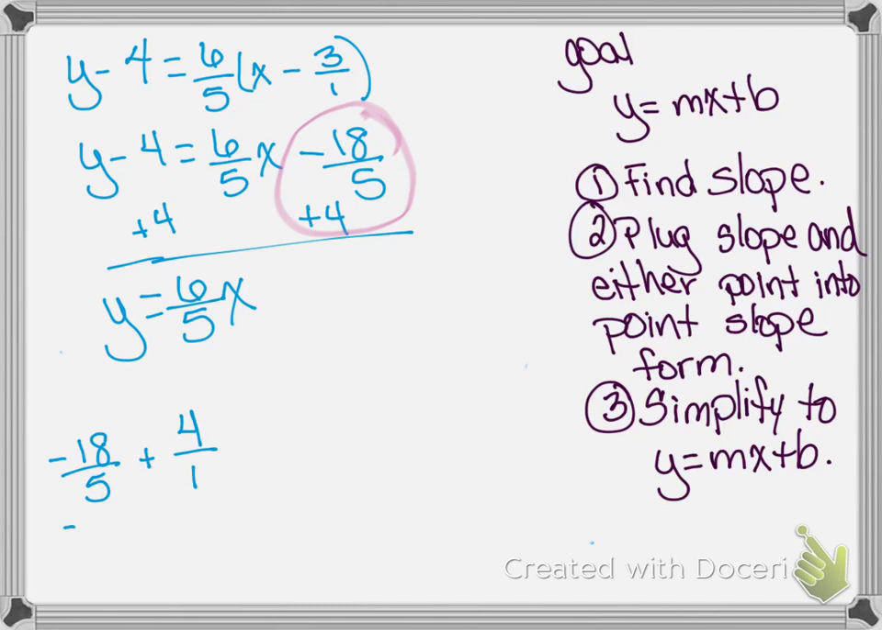Now I've got to get a common denominator. What is my common denominator? 5. Good. 1 goes into 5 five times. 5 times 4 is? 20. Good. Are you with me? Okay. So 4 over 1 and 20 over 5 is the same thing. That's how I got that. Now I've got negative 18 over 5 plus 20 over 5. My positive number has the larger absolute value.